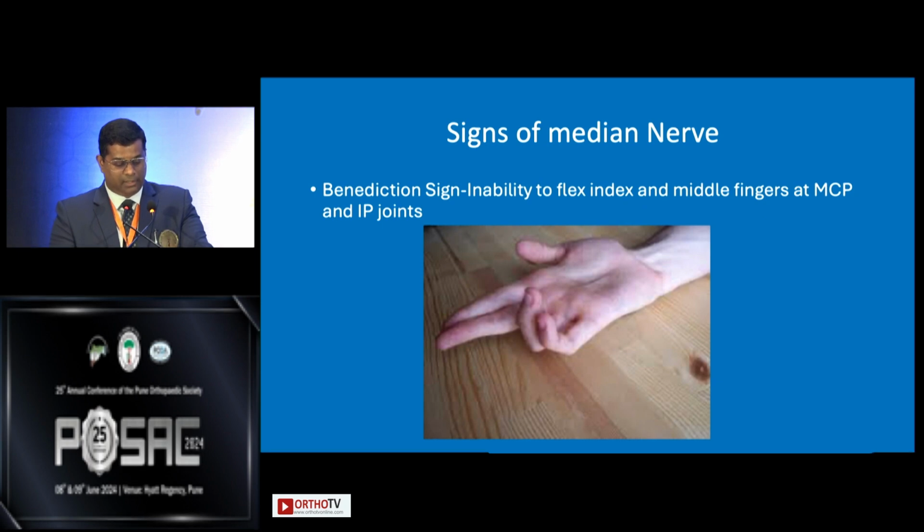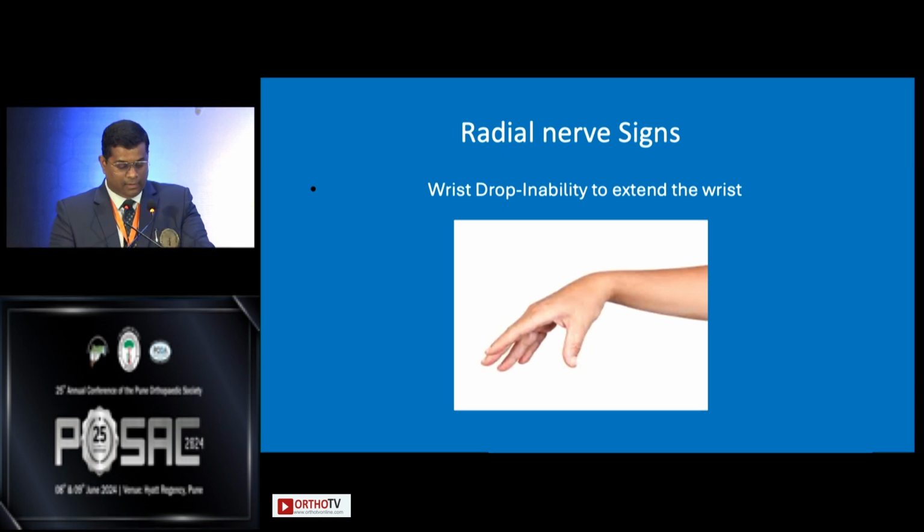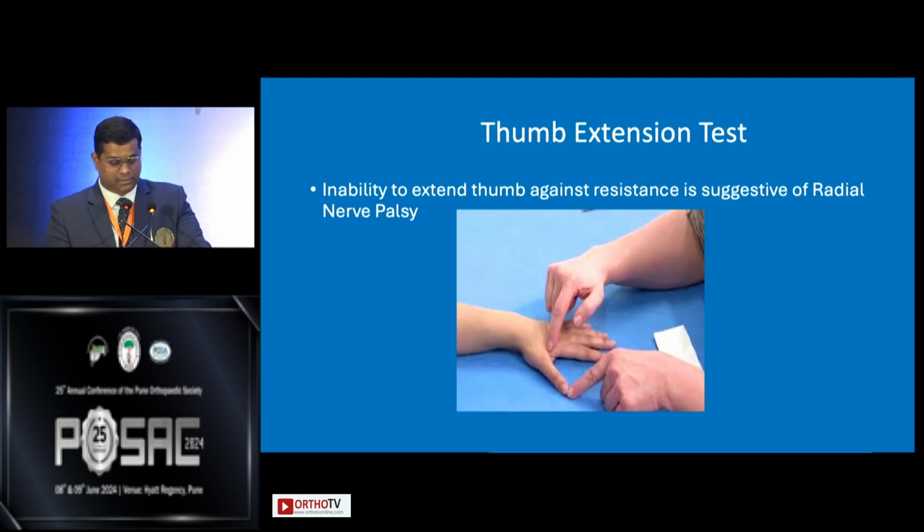Then signs of the median nerve: benediction sign, Pope Benedict sign, inability to flex the index and middle finger at MCP and IP joints. Then everybody loves this sign, the OK sign, inability to touch the thumb to the index finger. Then radial nerve: wrist drop, inability to extend the wrist. Thumb extension test, inability to extend the thumb against resistance, is suggestive of radial nerve palsy.